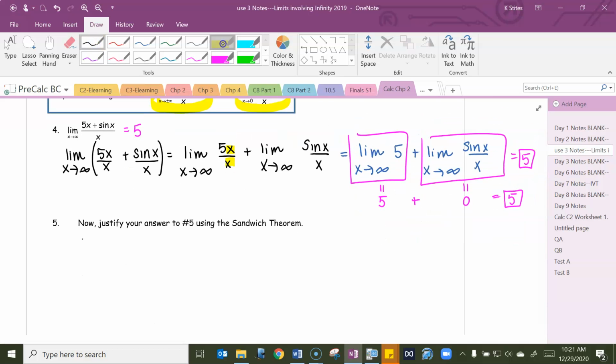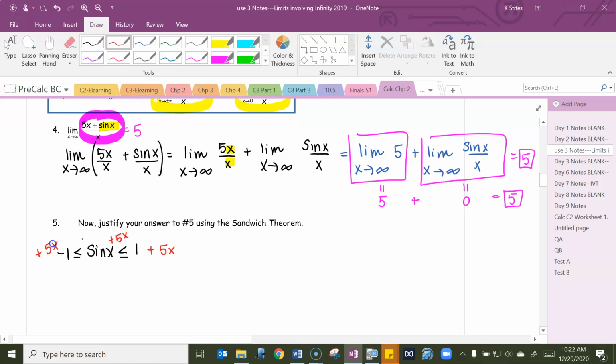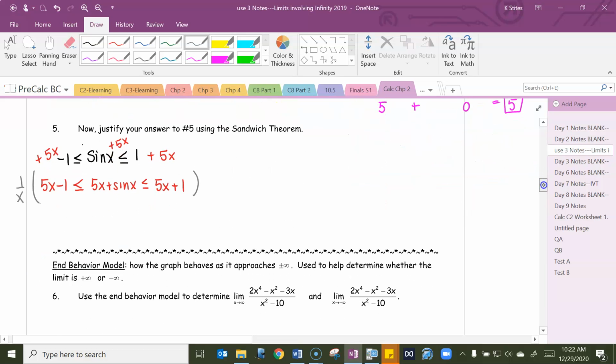All right, so now let's do this with the sandwich theorem. For the sandwich theorem, you're going to start off with just your sine x. And we know that's between 1 and negative 1. So now think, how would you construct this function here? Well, the first thing you have to do is add the 5x to everything. So that's going to be 5x minus 1 less than or equal to 5x plus sine x less than or equal to 5x plus 1. And then we're going to multiply everything by 1 over x. And that should construct the function that we want it to be.